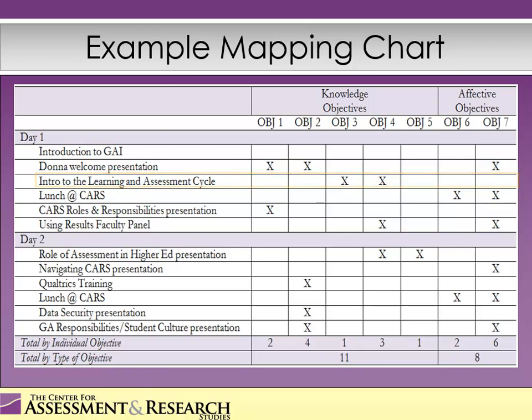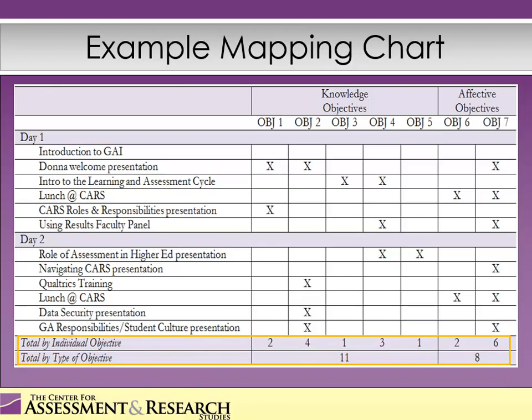Now let's look at each column in the chart. Each column contains a different objective for our program or intervention. For example, we can see that the gold box is highlighting Objective 1. Looking at each column one at a time allows us to see precisely how many sessions or portions of our programming are aligned with each objective. For Objective 1, we can easily see that 2 different sessions include content that aligns with Objective 1, and those sessions are the Donna Welcome presentation and the CARS Roles and Responsibilities presentation.